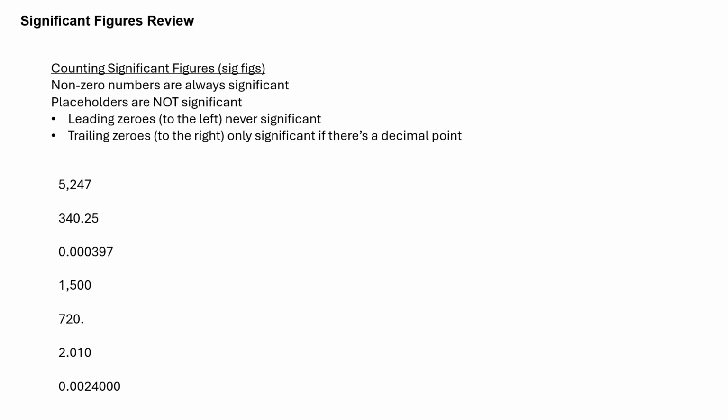So let's say non-zero numbers are always significant. So here's 5,247. Well, those are all non-zero to me, right? So that is going to be 4 significant figures, or 4 sig figs. Now, 340.25, I've got non-zero digits and I've got a zero. This is what we like to call a sandwiched zero. It comes right in between some other significant digits. So those are all going to be significant digits. So in that case, I've got 1, 2, 3, 4, 5. I've got 5 sig figs.